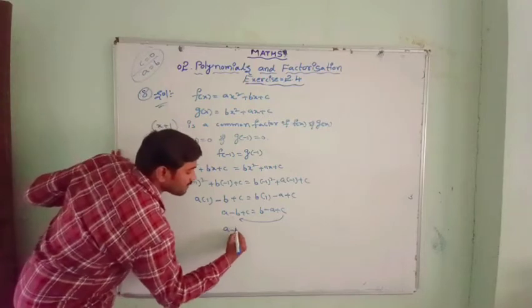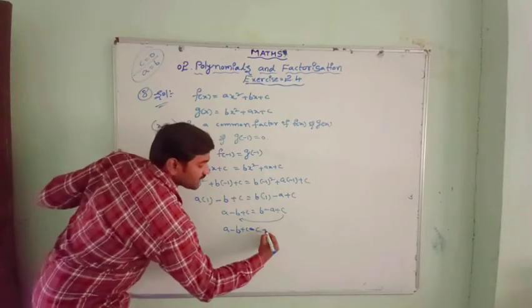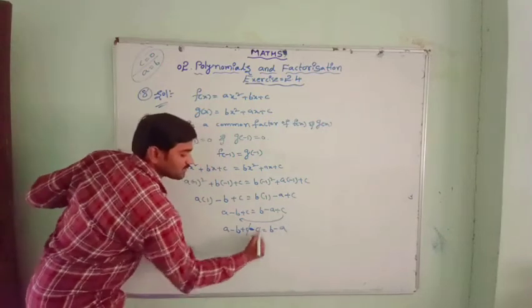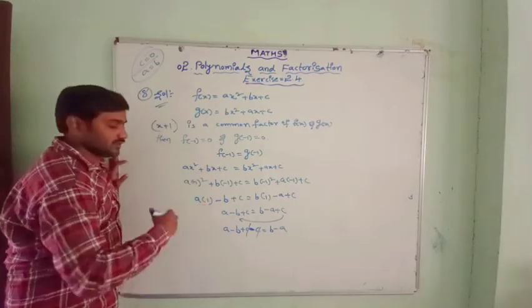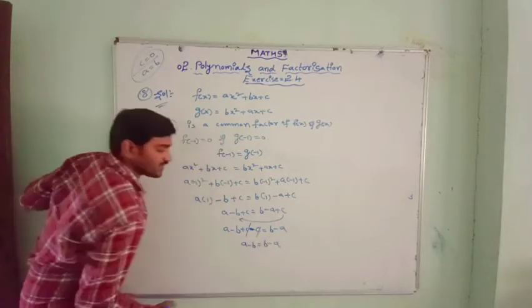So what happens here, a minus b plus c equals plus c, and this plus c equals minus c, that equals b minus a. Here plus c and minus c get cancelled. So c cancels. Then what is left here is a minus b equals b minus a.